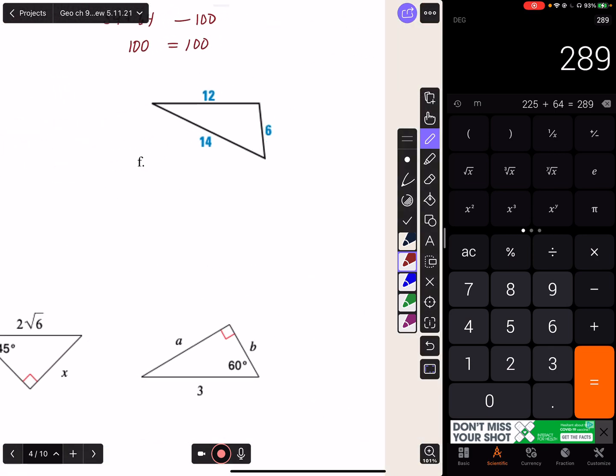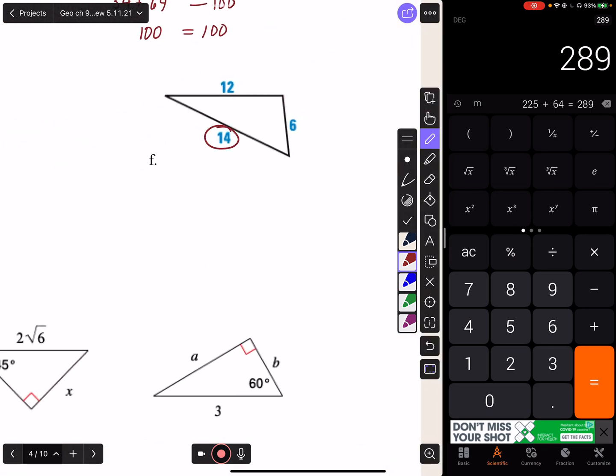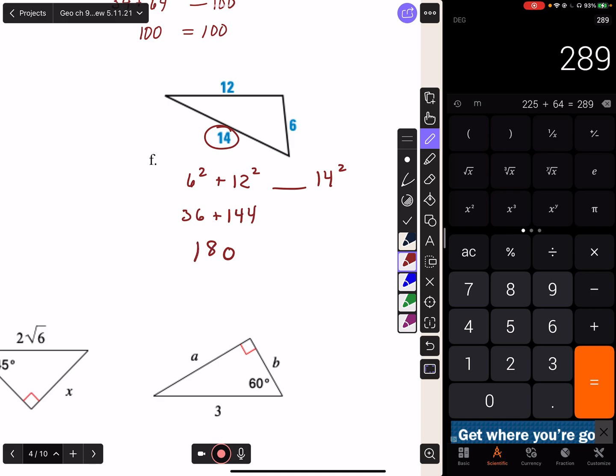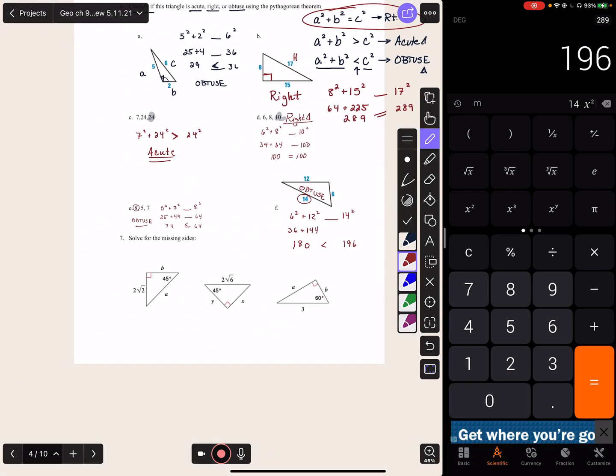And our last one over here, they give us the triangle. This would have to be our hypotenuse if it is a right triangle. So it's a squared plus b squared. How do they compare to c squared? So 36 plus 144. I believe that gets me 180. And 14 squared is what, 196, I think? Yeah, 196. So it's less than, so this is going to be obtuse. And that takes care of those.